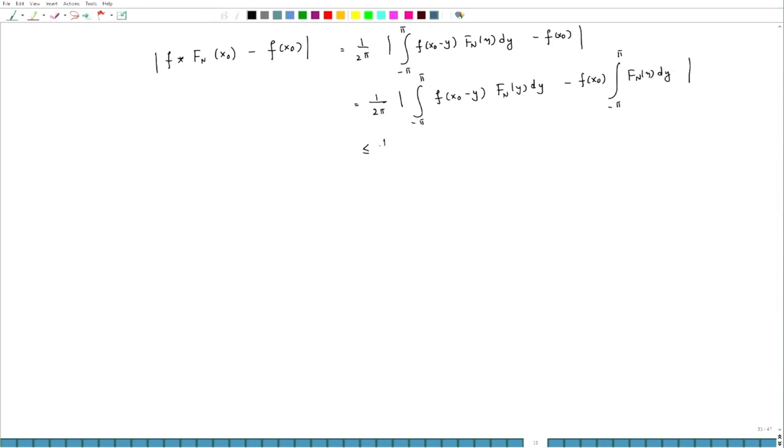Now, this is less than or equal to 1 by 2 pi integral from minus pi to pi of mod of f of x naught minus y minus f of x naught times mod of f n, and f n is a non-negative quantity. So, this is less than this. Now, what we do is break the integral into 1 by 2 pi integral over small y near the origin and 1 by 2 pi integral away from the origin. This is mod of f of x naught minus y.